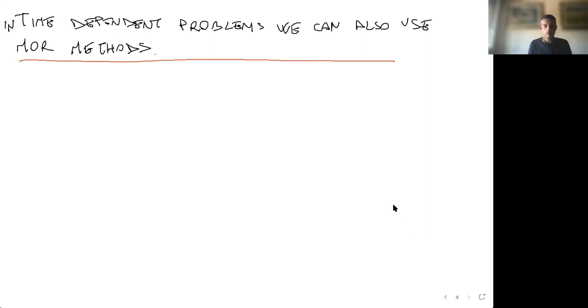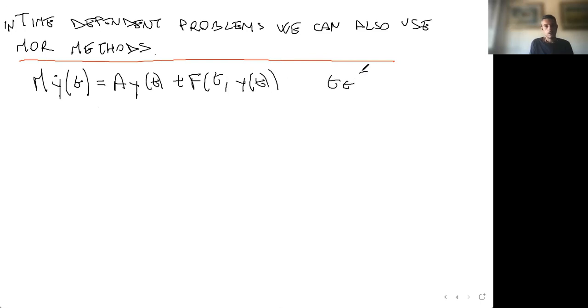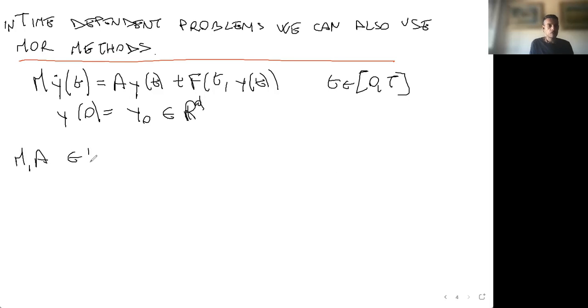So the problem that I have in mind that I want to solve is something like M y dot of t equal A y of t plus a function that depends on time, f(t, y(t)). t is in 0, capital T, and I have some given initial condition. My problem is in R^D, so that means that M and A are two matrices D by D, and f is a function from 0, capital T, times R^D with values in R^D.